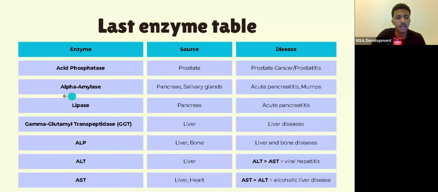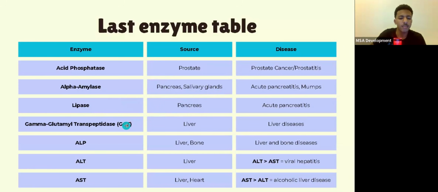Now, let's say they give you a question that says you have an increased value of alpha amylase and you want to determine if it's a pancreatic issue or a salivary gland issue. What other test result could you order? The answer is going to be lipase, because if you get the lipase test results and it's not increased, it means it's not a pancreatic issue, it's a salivary gland. However, if lipase is increased, it's going to be a pancreatic issue.